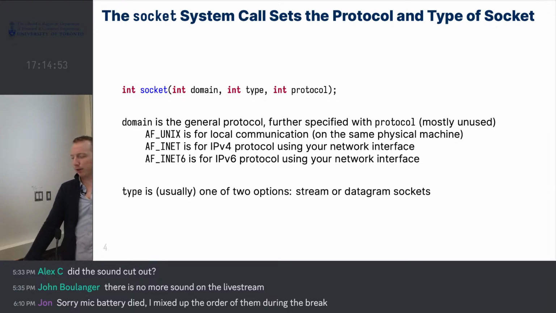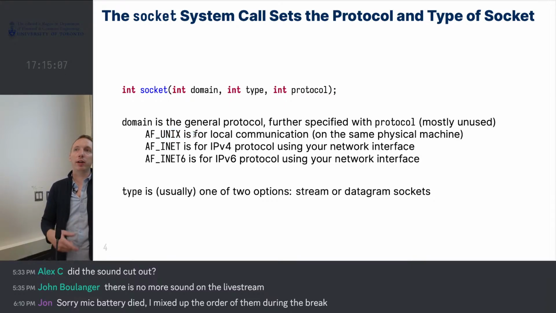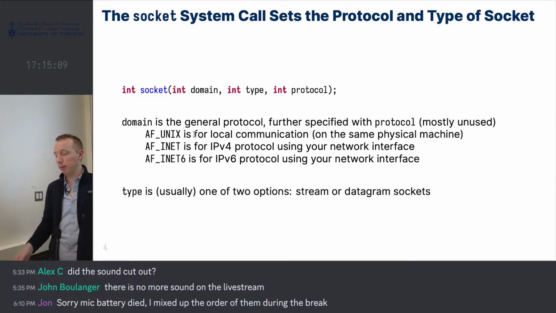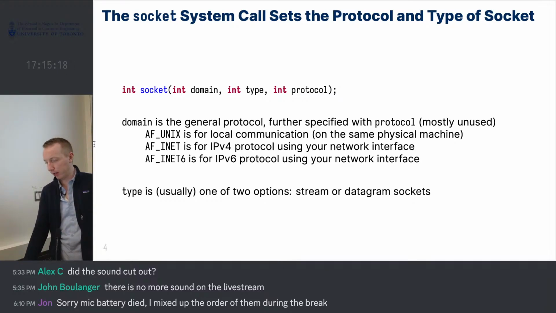So domain is the first one. It's the general protocol basically saying what the location is you want to connect to. The three ones you will see 99.9% of the time are AF_UNIX. So that's for local communication on the same machine, and you're connecting to a file name. This is what a lot of programs use. Like if you've used Docker or anything like that, guess what? It uses a Unix socket.